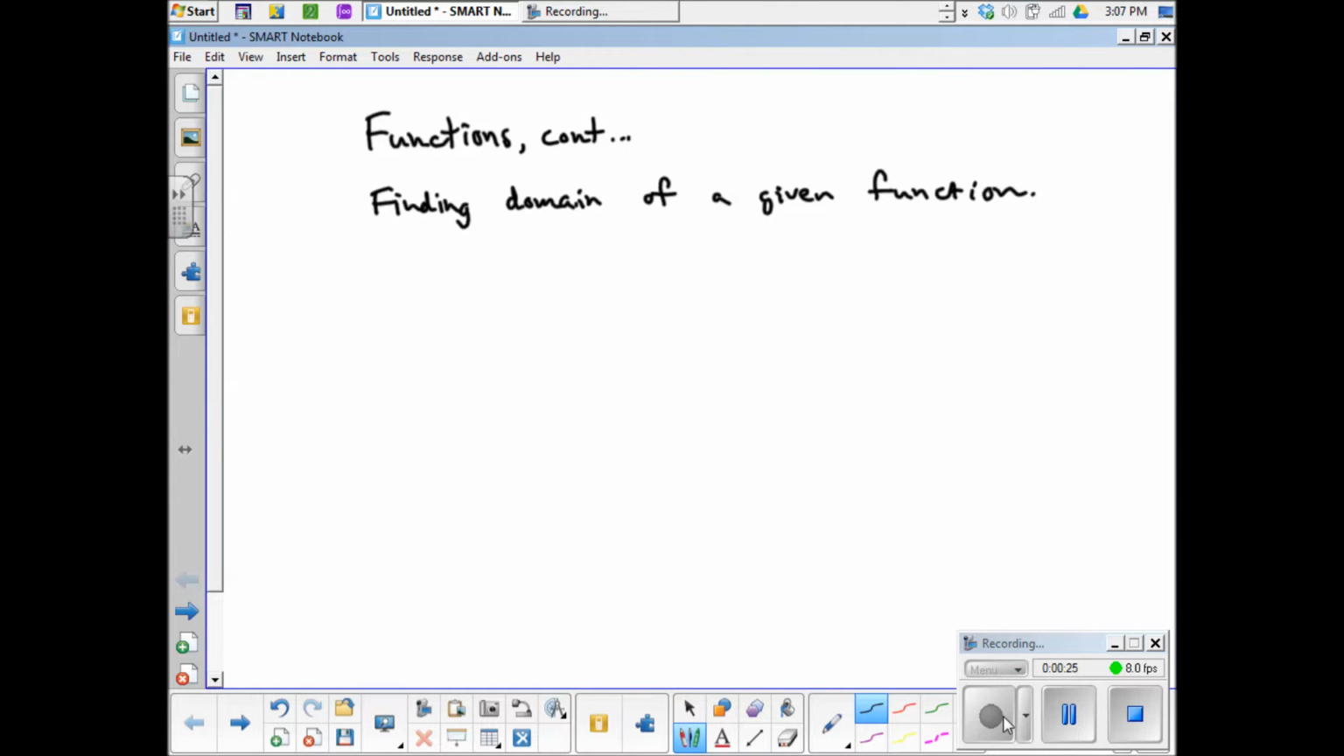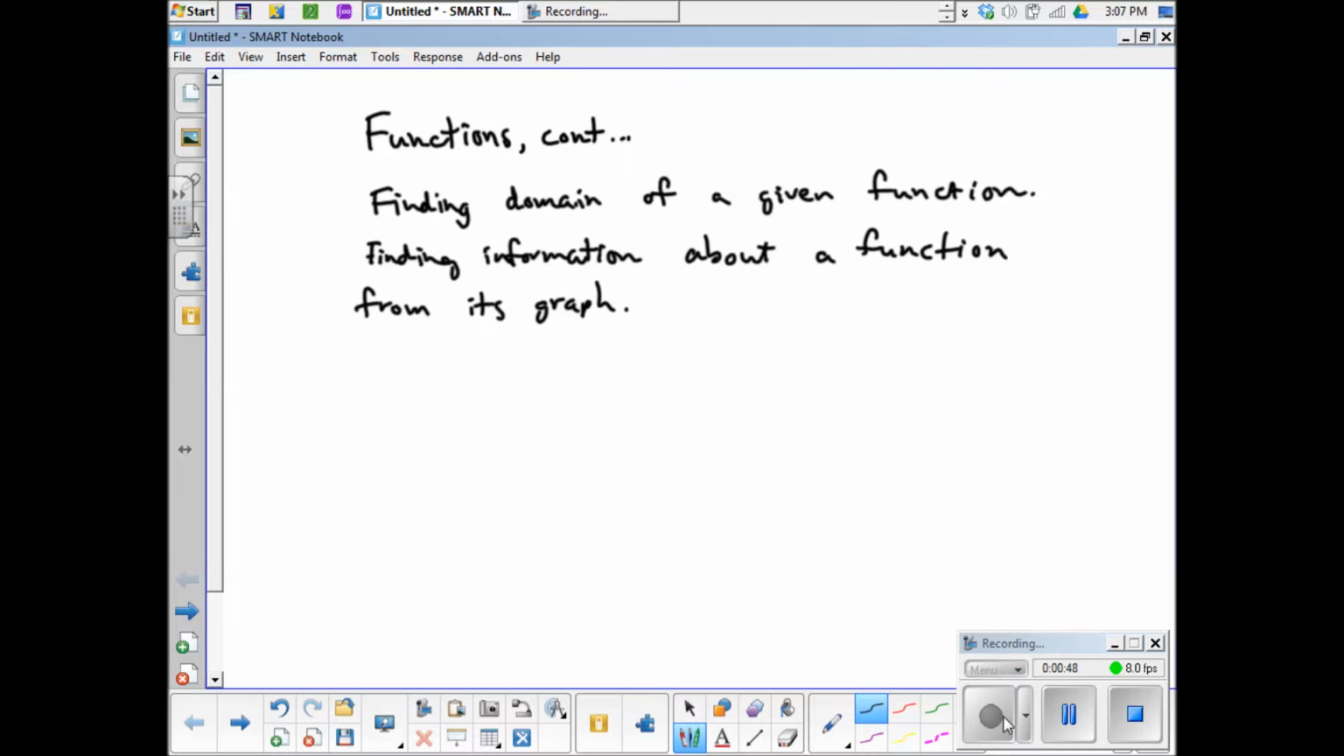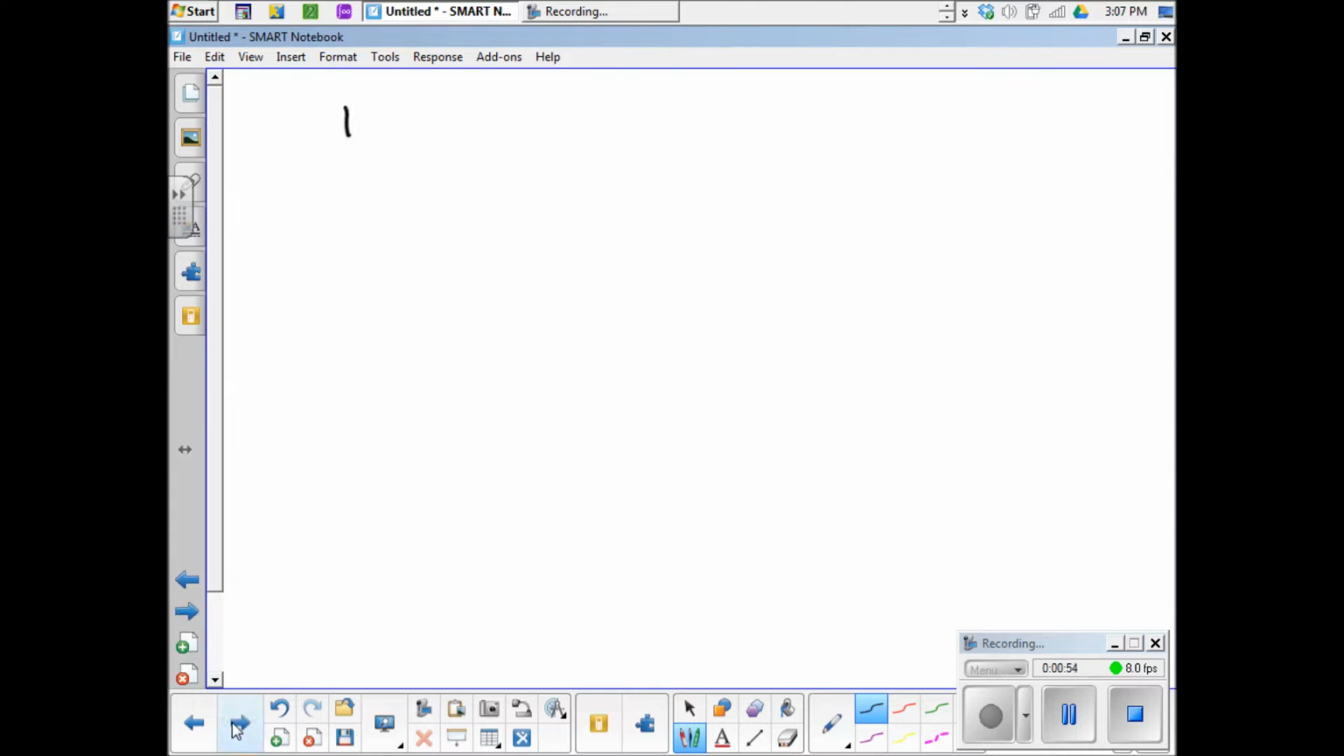And the second one is finding information about a function from its graph. Okay, so these are sort of our two skills today. Let's go on to the first one. Okay, finding domain.